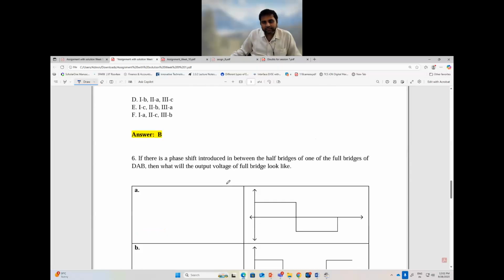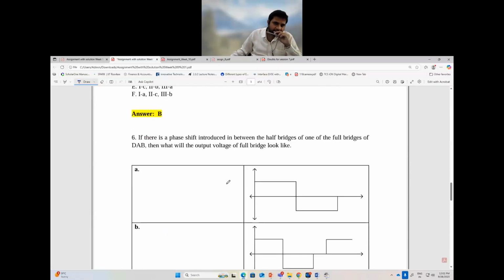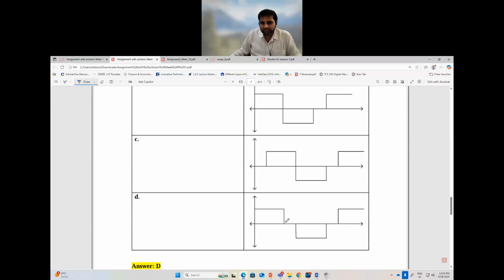Then in the sixth question it is given that we have also given a phase shift between the half bridges in one of the full bridges of DAB. So in DAB we have two full bridges, and in one of those full bridges, out of the two half bridges, we have given the phase shift between the half bridges. So what we will see is that we have some zero state, we have a waveform like this.